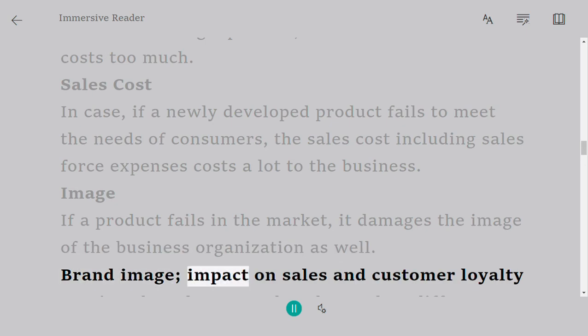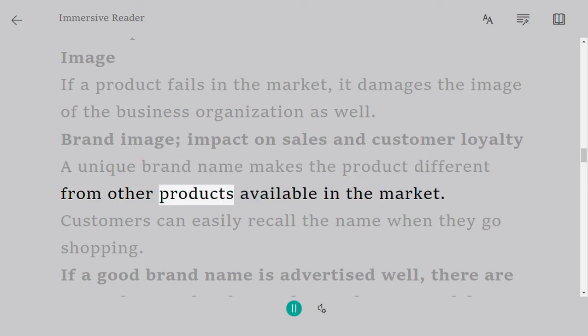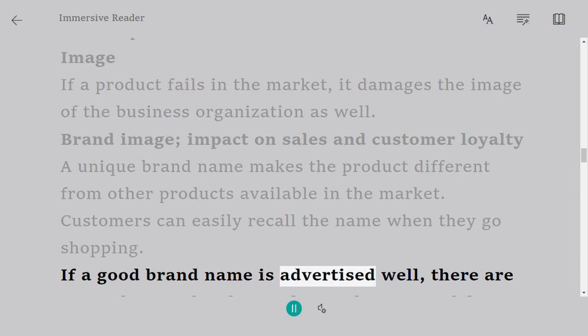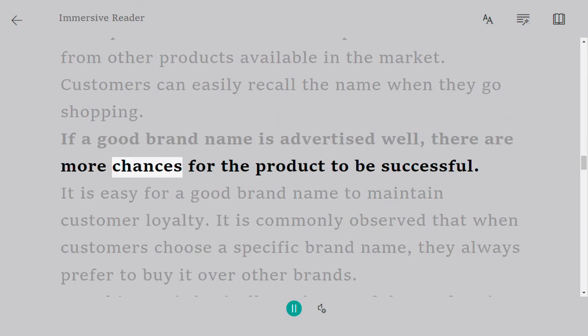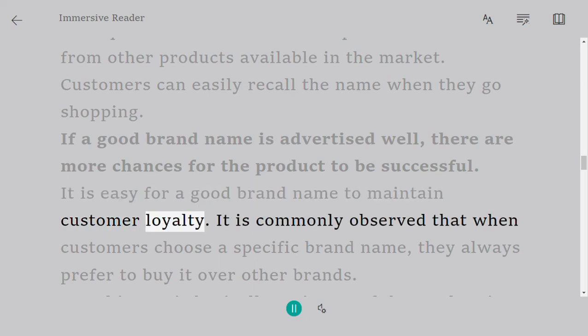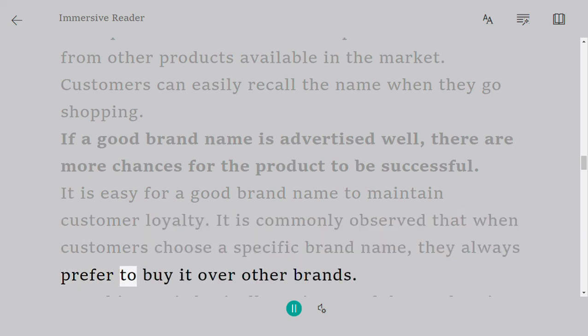Brand image, impact on sales and customer loyalty. A unique brand name makes the product different from other products available in the market. Customers can easily recall the name when they go shopping. If a good brand name is advertised well, there are more chances for the product to be successful. It is easy for a good brand name to maintain customer loyalty. It is commonly observed that when customers choose a specific brand name, they always prefer to buy it over other brands.